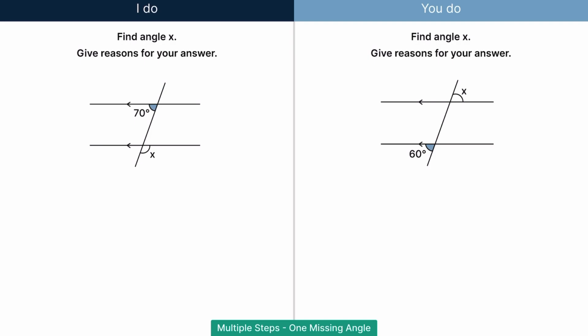So here we've got multiple steps to get to the answer, okay? So it's not as straightforward as just doing one step. So again, there's multiple ways you can do this. So either you can use the F and say this is 70. So if I use the F, I can say this is 70. And then to get the X, it's angles on a straight line. So the first thing I've done is corresponding angles, so you need to write that down. What did you use? Corresponding angles is what I used first. And then I said X is equal to 180 take away 70, which is 110. And my reason here is angles on a straight line.